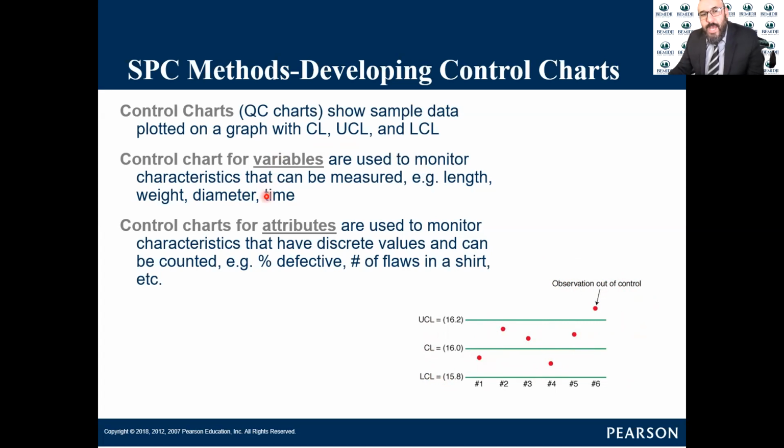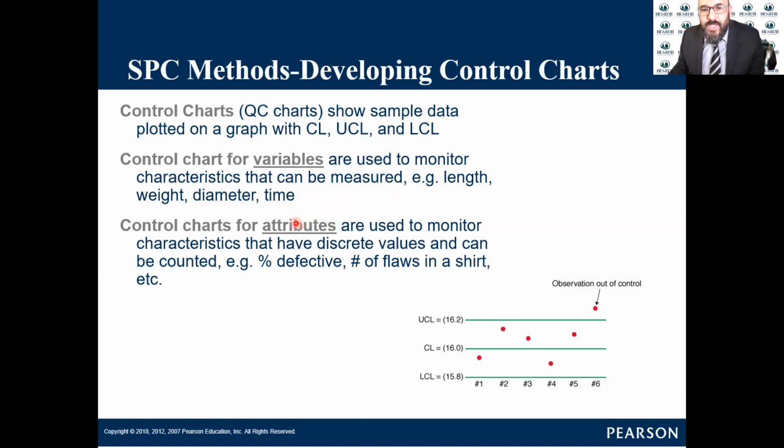Now, there are two types of control charts. One is for variables and one is for attributes. The variables one is for continuous data such as length, weight, diameter, and time. These are things that we could measure. We use them to measure a length or a weight or a diameter or a time.